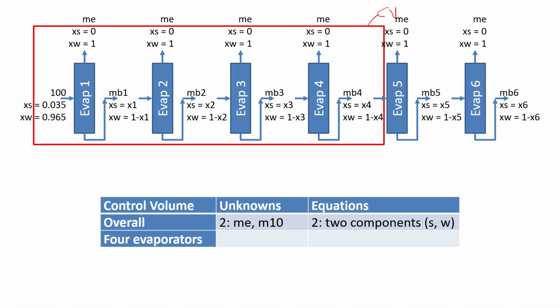I'd like for you to do the same thing that we did for the overall. Go around this control volume, identify all the unknowns associated with the streams that cross the control volume, and then identify the components that are in those streams. I think it's safe to say that there's only going to be two components, again, salt and water, so there's two equations we can write. But how has the number of unknowns changed? I'd like for you to take a moment to fill in this table by going around the control volume and identifying the unknowns associated with each of the streams that cross that control volume.